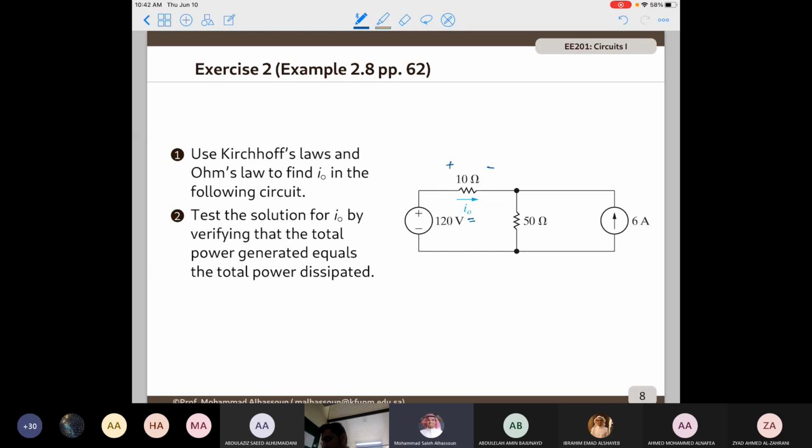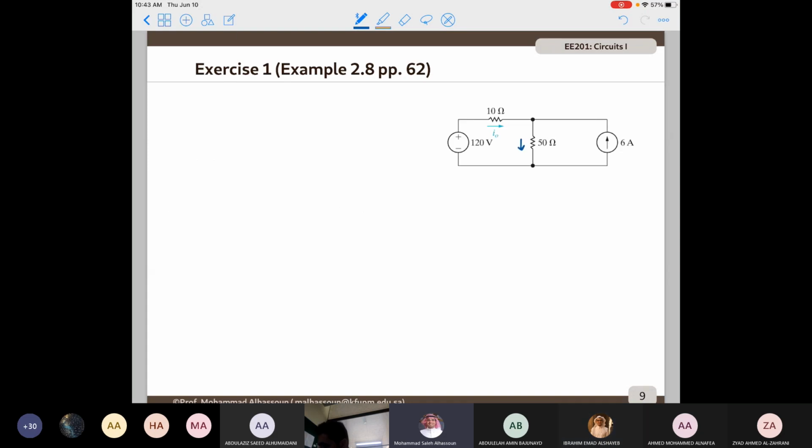So which method do you think we should start with, Ibrahim? I think we should start with the KVL. You can do that. You can start with KVL, or we could start with KCL. We could assign first a current for the 50 ohm resistor. Yes, this is excellent. So let's assume that the current is going this way, and I'm going to call it IX.